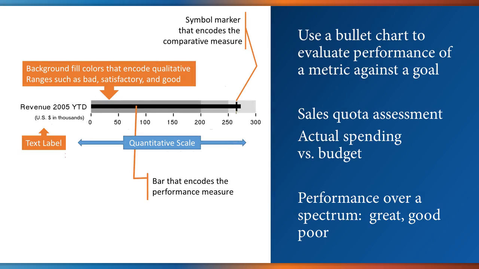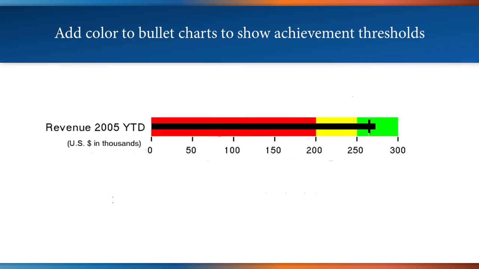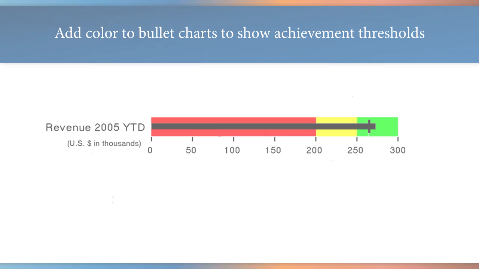Use bullet charts when evaluating performance of a metric against a goal. For example, sales quota assessment, actual spending versus budget, or performance spectrum, comparing great, good, and poor. Use color in a bullet chart to illustrate achievement thresholds. Including color such as red, yellow, green as a backdrop to the primary measure lets the viewer quickly understand how performance measures against goals.